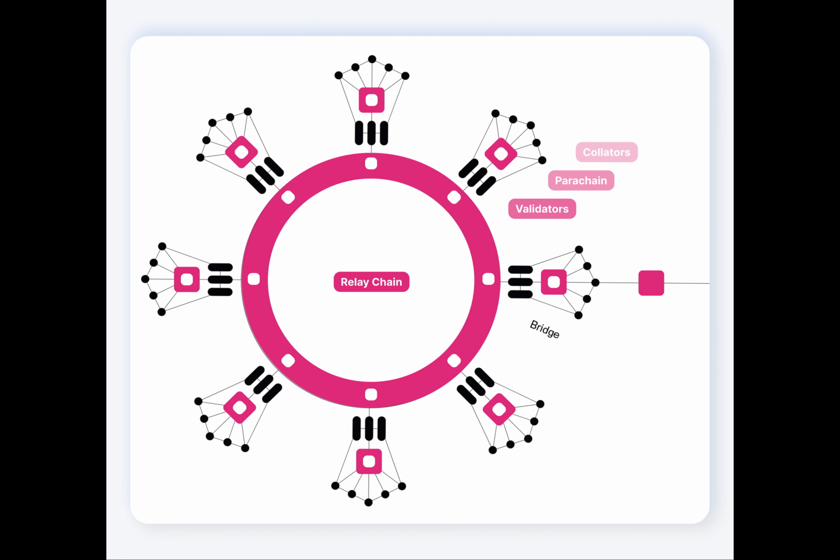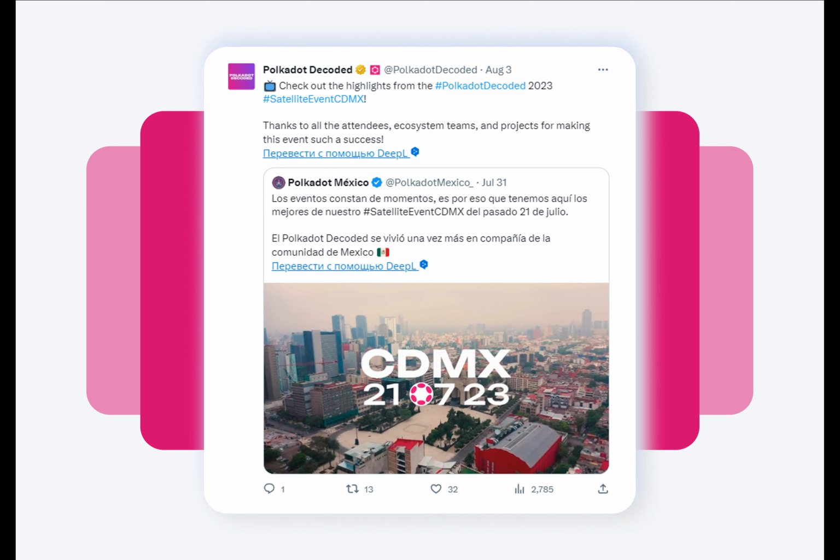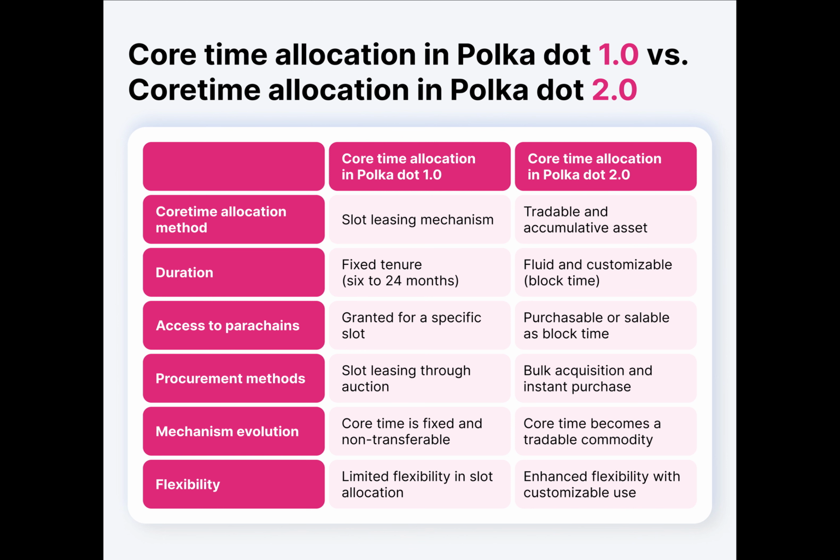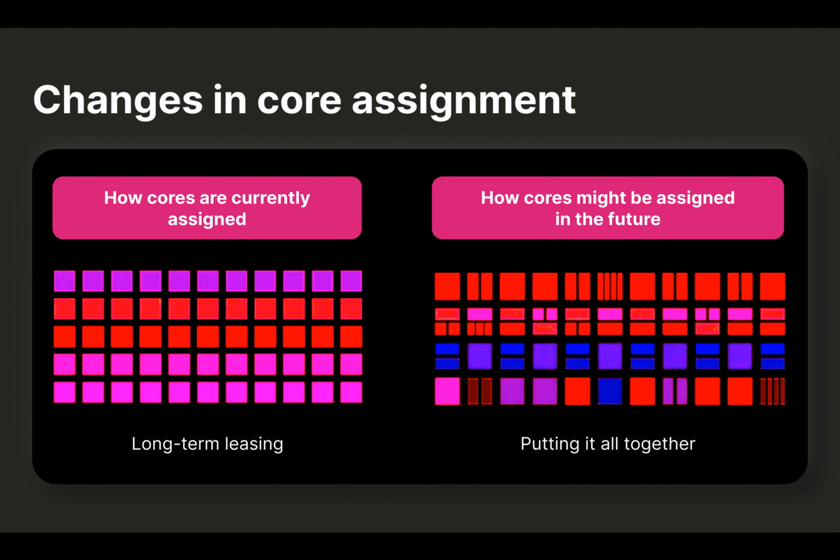Still, the second version of the Polkadot network has a lot of potential to gain more traction. It is possible that businesses and projects with surplus core time will be selling it to other projects. This in turn will provide token holders with additional revenue, as well as boost the value of the DOT, which consequently may increase its value on the secondary market.